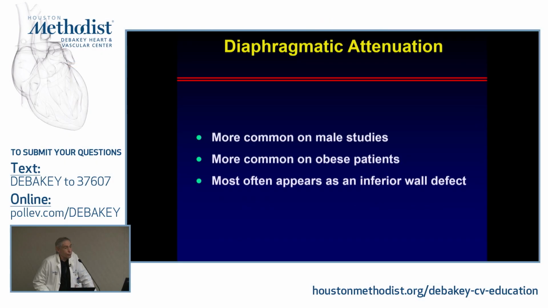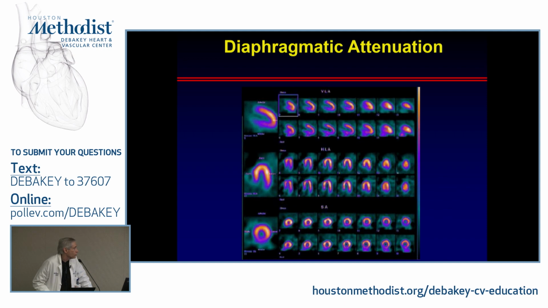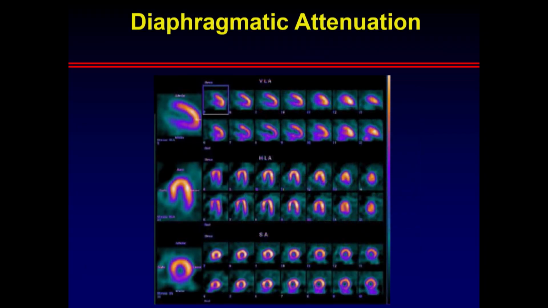The other thing is diaphragmatic attenuation, which can happen, we always say males, but frankly, males, females, the diaphragm can always get in the way. Obese patients, also another where the belly is kind of pushing the diaphragm up into the chest. All of these things can cause inferior perfusion defects, and they can be problematic.